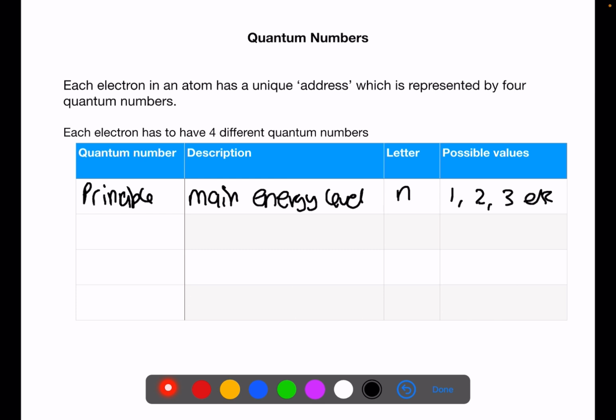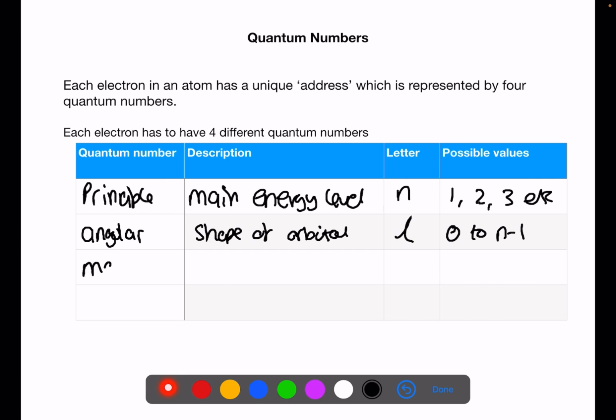Quite straightforward. The next one is the angular quantum number. This gives you the shape of the orbital, and we've just had a look at those shapes. This is given the letter l, and it can go from 0 to n minus 1. So if your n is 2, then this can have the value of 0 or 1. If your n is 3, then it can go 0, 1, 2. You've then got your magnetic quantum number.